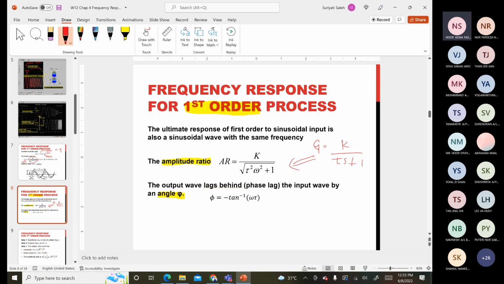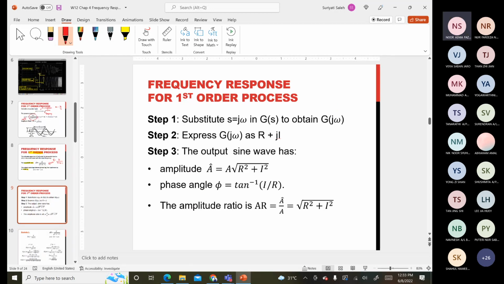So how to get actually from the first order into this form? This is the method, where the idea is to change the Laplace into the frequency. Because in the Laplace, you have the S. Now you want to use the frequency response. Frequency response is based on the W to represent the frequency. So how to convert it? This is the step. The first step is to substitute S equal to JW inside the transfer function to obtain from G(S) to G(JW).